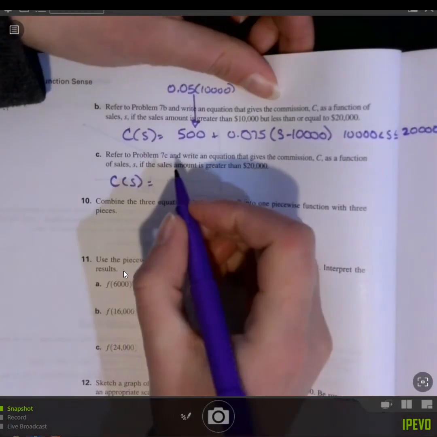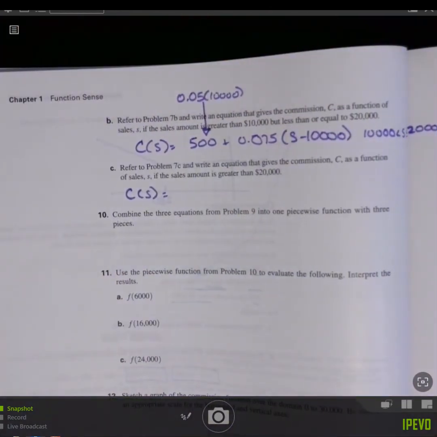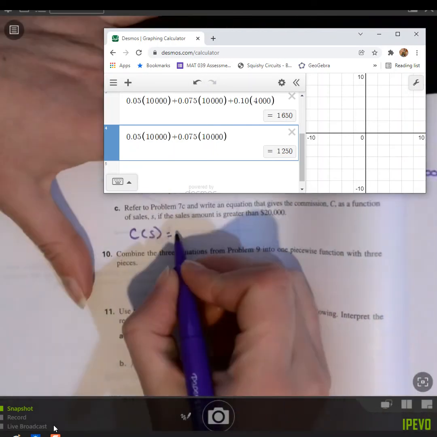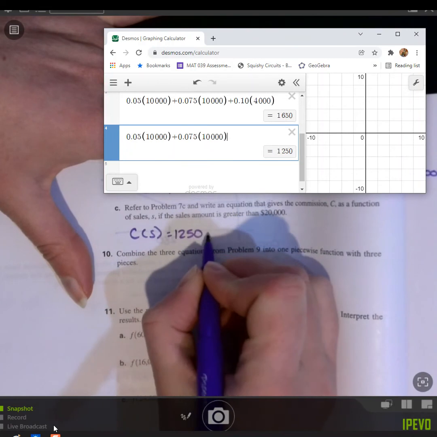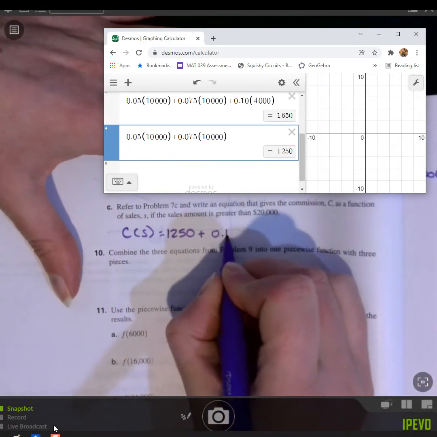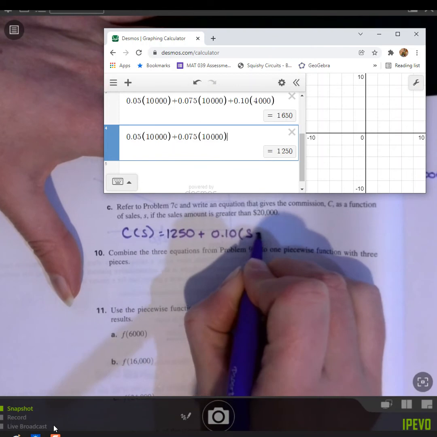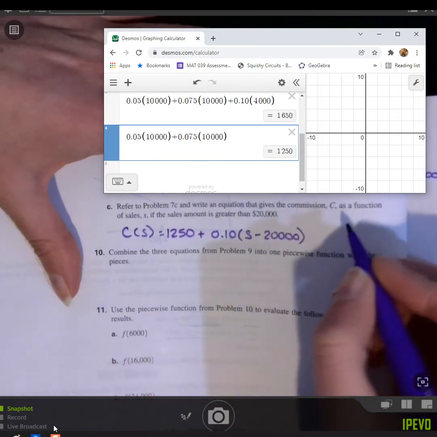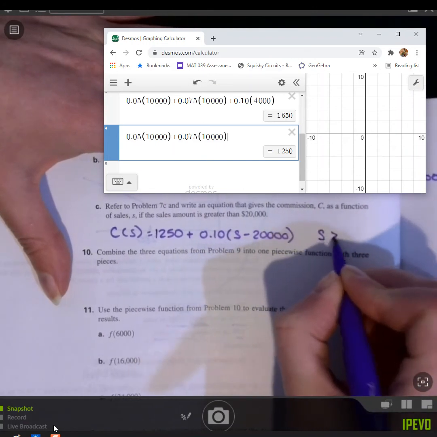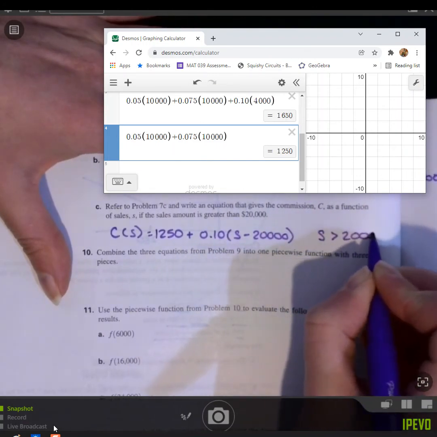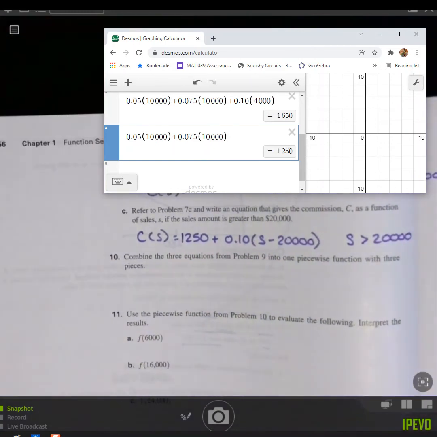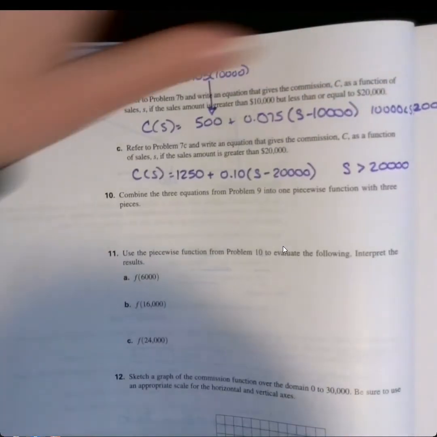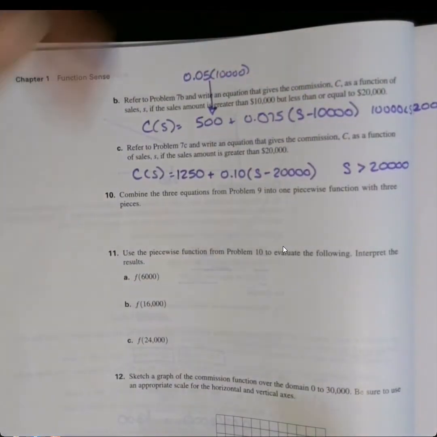All right, so we have our 1,250. I have my 1,250 plus the 10% times however far beyond the 20,000 we've gone, so S minus 20,000, and we use this function for S's that are greater than 20,000. Okay, now I can hide my decimals. All right, so we're going to put all of these pieces together to make one lovely piecewise function here.